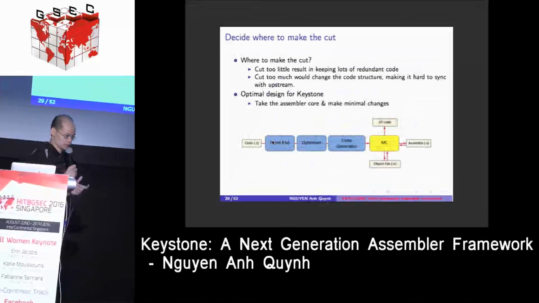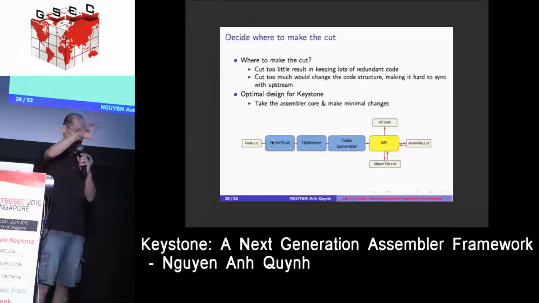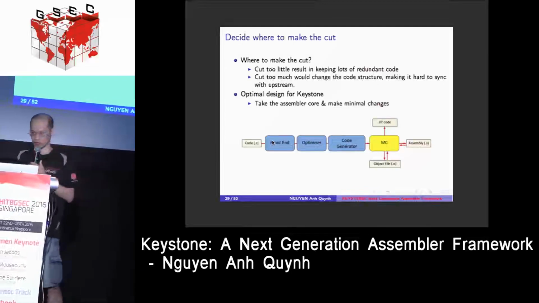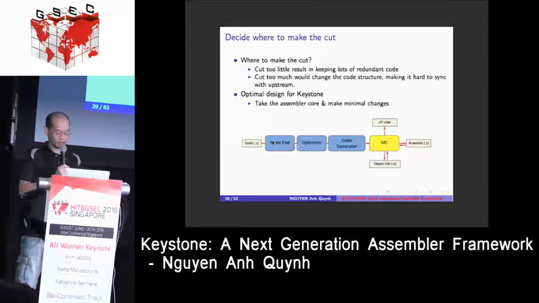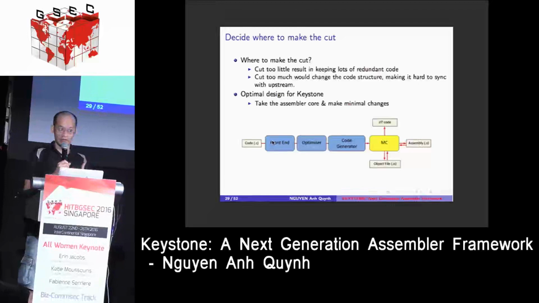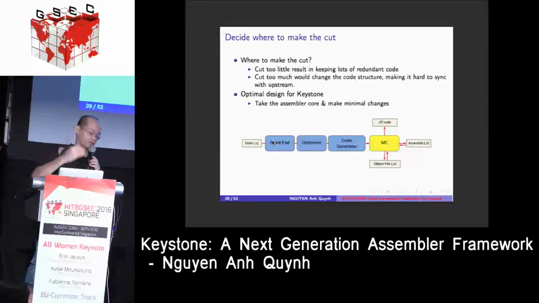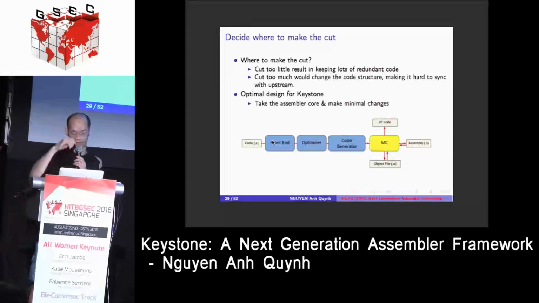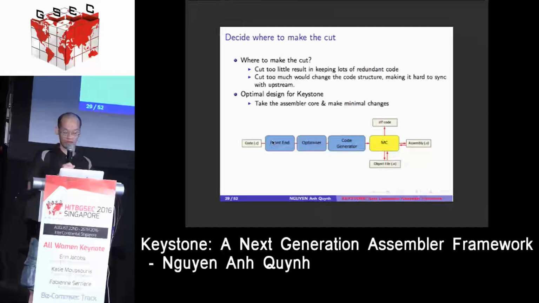So the good question is that you need to make a cut at LLVM to only take what I need out, but remove everything else. So the question is where to make the cut. If you cut too little, you end up having a lot of redundant code that you do not really need, so the framework becomes bloated, right? But if you cut too much, you end up changing the code structure, which makes it very hard to maintain in the future. So this step took a lot of time to decide where to make the cut, and I think I came out with the optimal design for Keystone. I make the cut just enough.